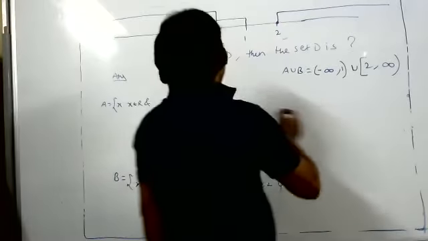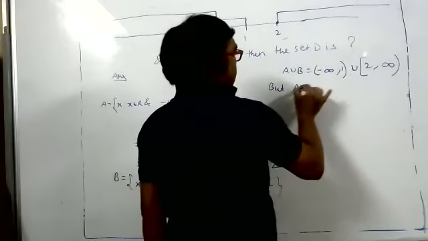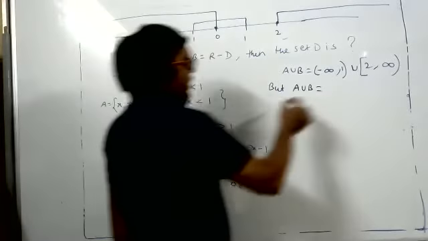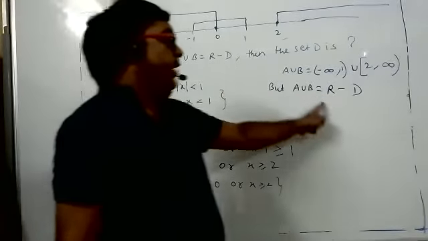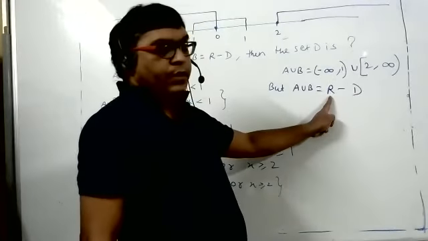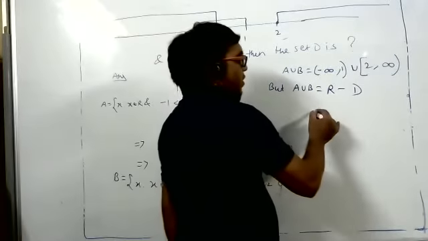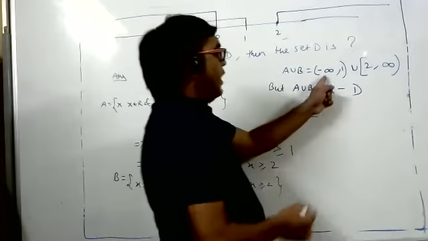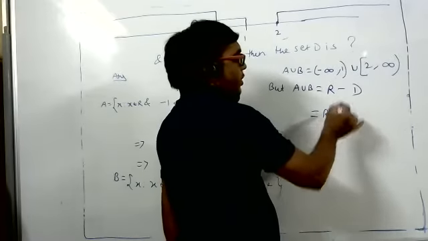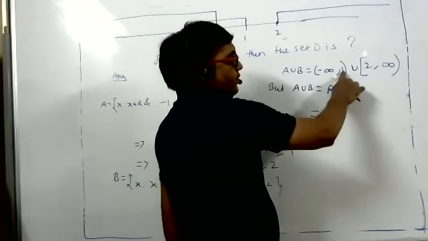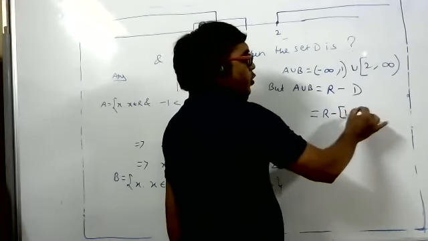So now they are saying A union B is what? A union B is R minus D. R means real numbers, D means a set. So R minus D means those real numbers which are not in D. So express the answer in this way. Which real numbers are not there? So I can write the answer as R minus the interval from 1 to 2. 1 is a close bracket, 2 is an open bracket.